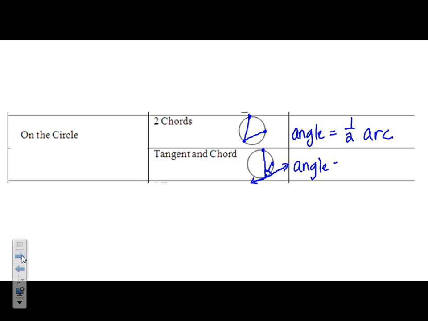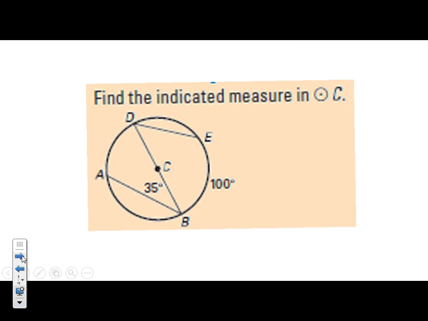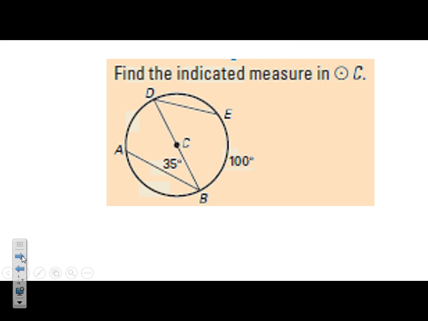So the angle will equal half of the arc across from it. The intercepted arc is that arc across from that angle. So how can we work this out in some problems? That's what we're going to take a look at here in just a minute.